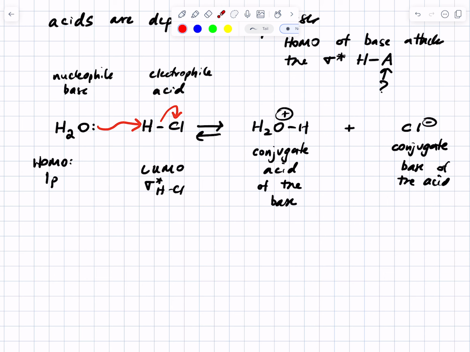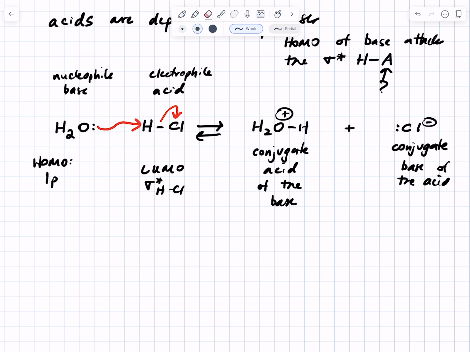Okay? And you'll notice that you can push arrows backwards from the right-hand side of the equation in exactly the same way we did pushing the arrows forward. You can start with the conjugate base and have the conjugate base deprotonate the acid. That's how reactions go backwards and forwards. Other questions? Yeah? So the nucleophile will always be the base and the electrophile will always be the acid? That's right. The nucleophile will always be the base. The electrophile will always be the acid.